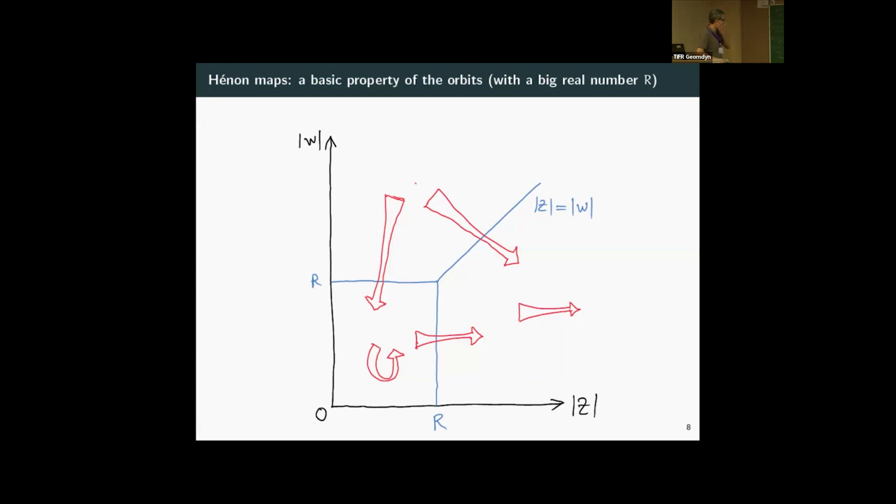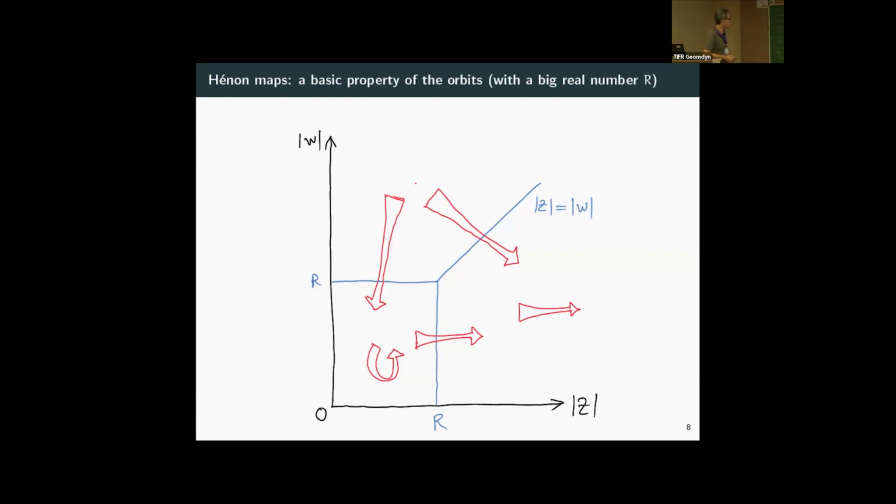So you see here that for every orbit, either you go to infinity exponentially fast, or you stay in this square forever after some time. You don't have a situation where some orbit goes closer to infinity and goes back, and then goes to infinity again and goes back. You don't have something like that. So this tells you by this picture, which is difficult to check.